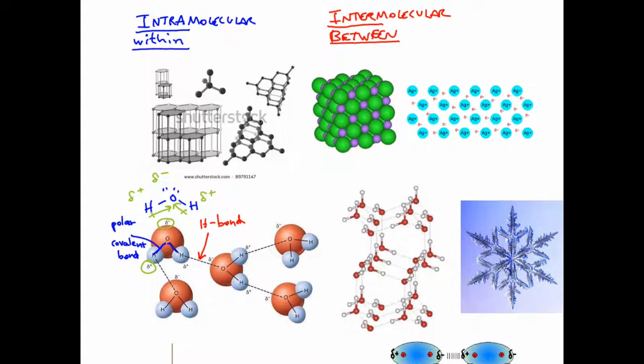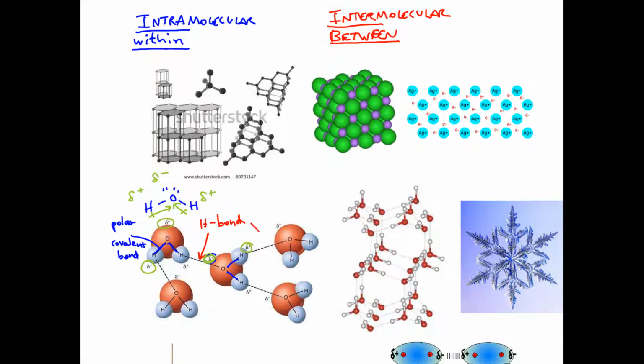bond. So this water, one more time, has a covalent bond here and here that's polar, causing this water to have a negative polarity here and a positive polarity here, which allows it to attract with a hydrogen bond right here. And the same thing is going to happen right here and here.